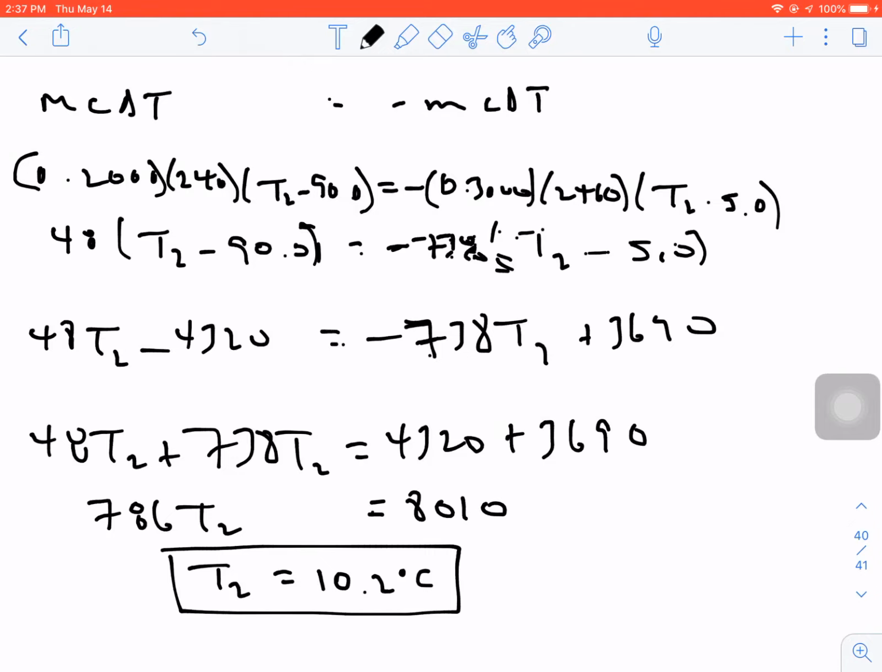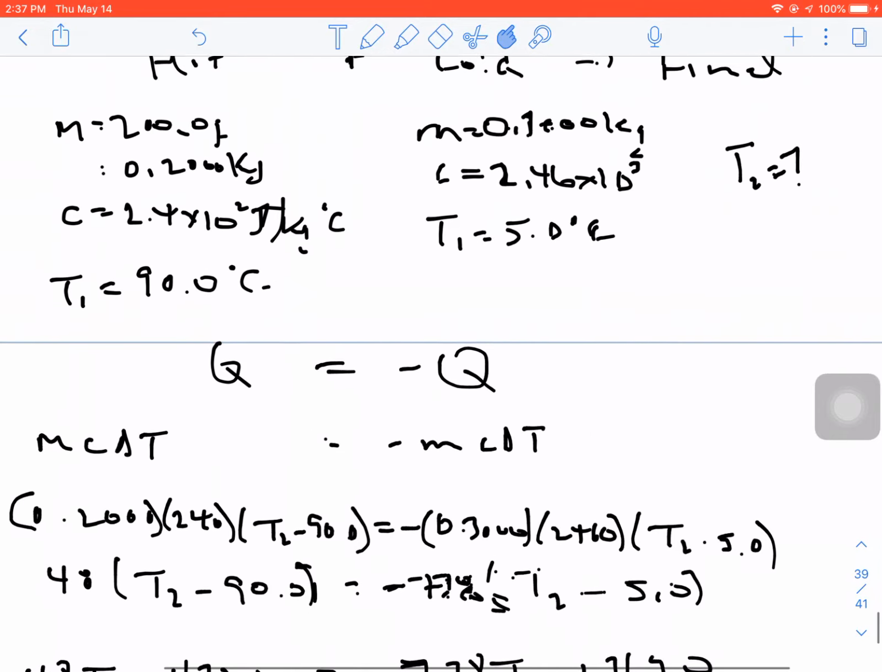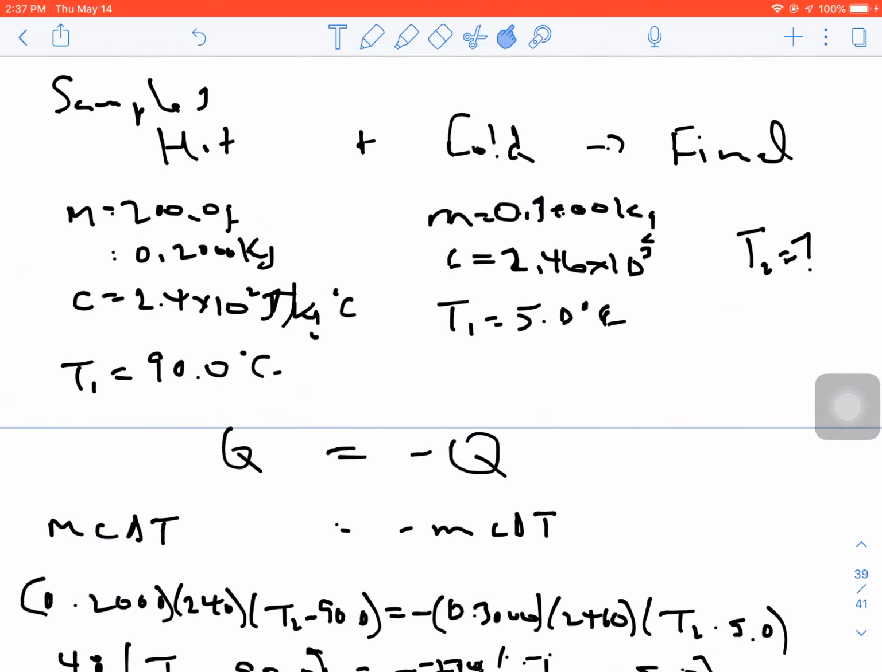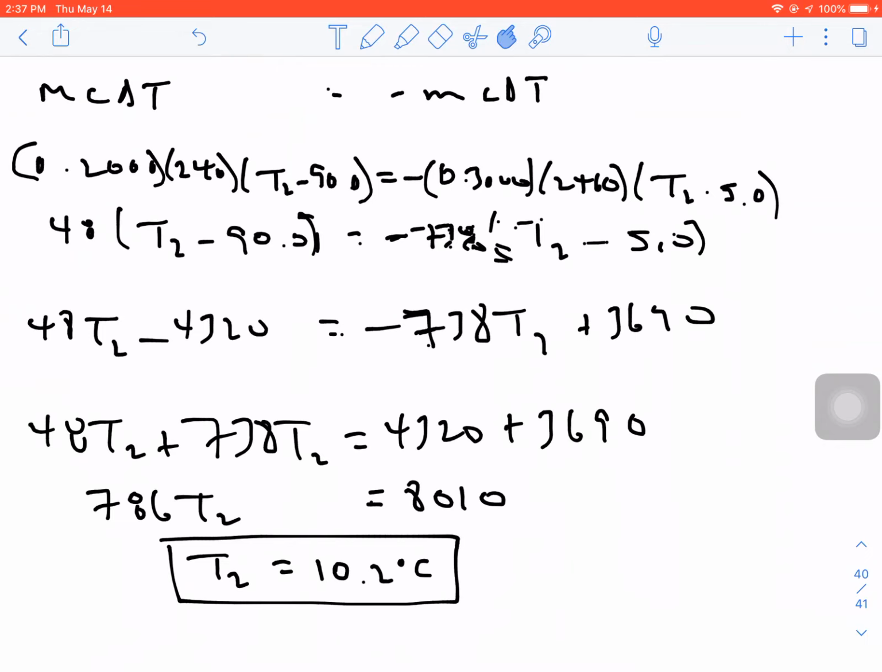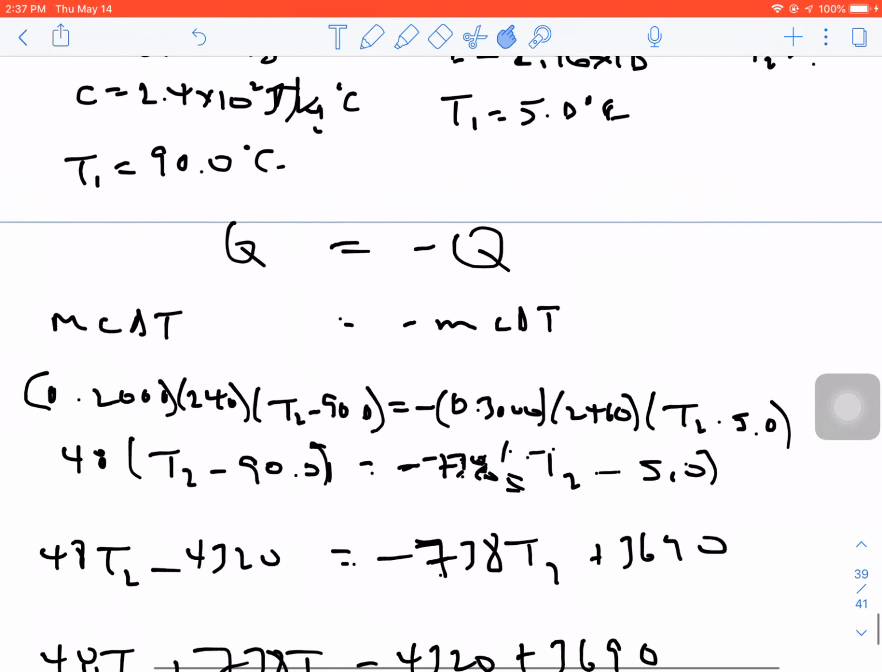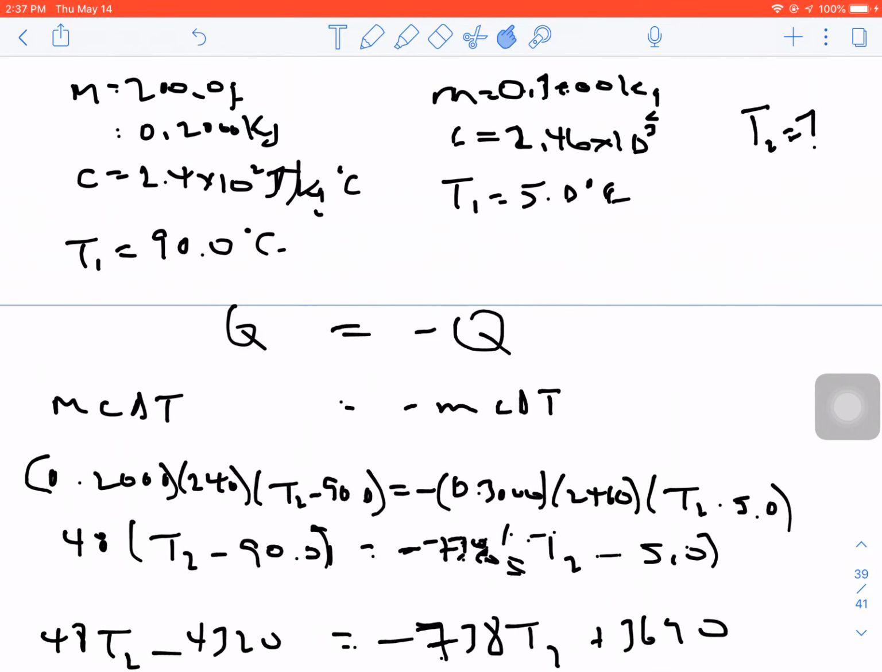Okay, 10 degrees Celsius. Let me go back to my original question, and it says that the metal was at 90, the ethanol was at 5, so I've got to have a temperature somewhere in between there, and I did. I've ended up with a final temperature of 10.2 degrees Celsius. Again, if I'm getting an answer which is 3.1, I know it's impossible because I can't add 90-degree metal to 5-degree alcohol and end up with the temperature dropping.